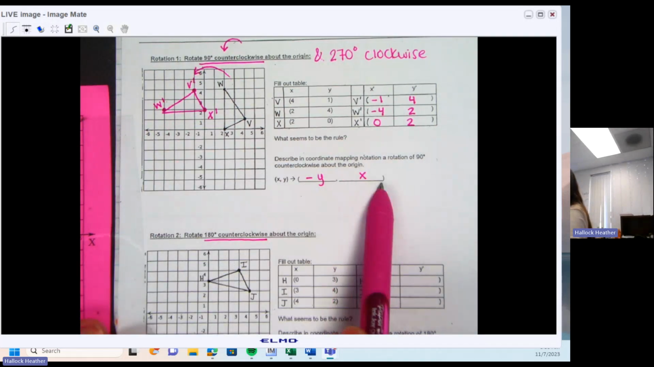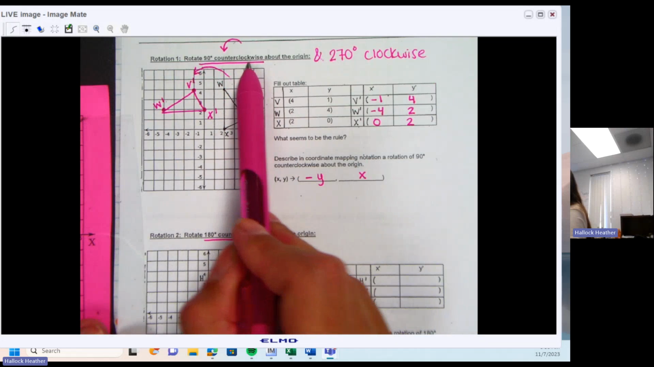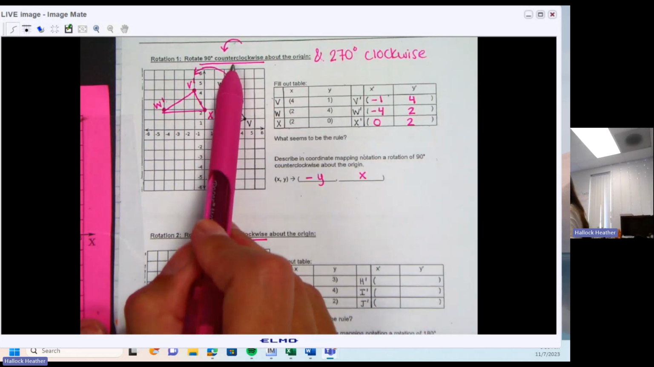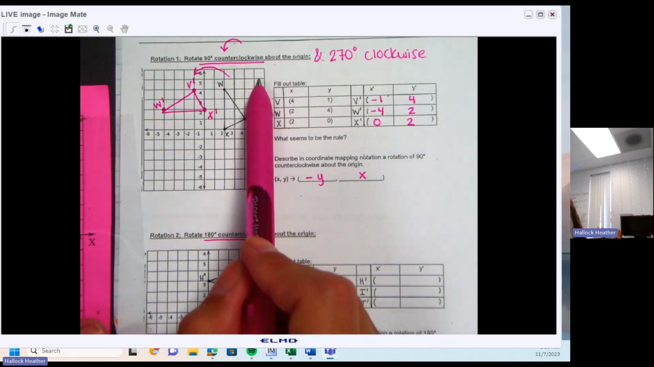So the rule is going to be the same for 90 degrees counterclockwise and 270 degrees clockwise. Most of the time it's going to be counterclockwise. When in doubt, go to the left. Okay, 95% of the time you're going to the left. You're not going to the right.